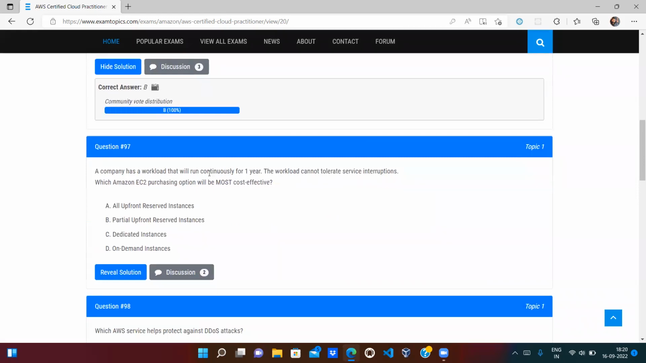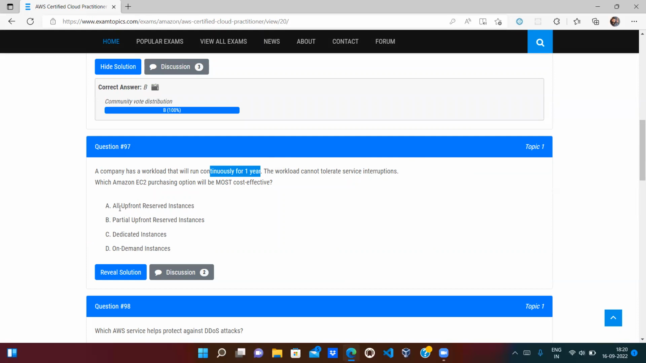A company has a workload that runs continuously for 1 year. The workload cannot tolerate interruption. If they cannot tolerate interruption, we can't go with spot instances. Which Amazon EC2 purchasing option is the most cost effective? First, they are running for 1 year, so we will not go with dedicated. We will not go with on demand. We will definitely go with reserved, because reserved is needed only when we go with 1 year or 3 year.